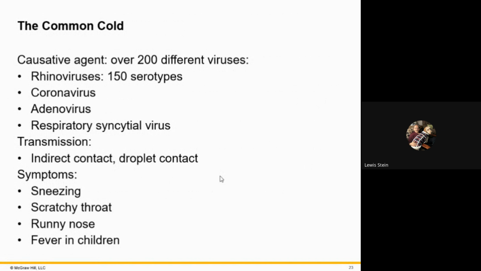Again, indirect or direct contact with droplets. All these things, cough and sneeze, they're in the air. You can contact them directly if someone's next to you, or indirectly if it gets on a surface, any type of contact with sneezing, scratching, we know it. Fever in adults is less likely. Children may be more likely.